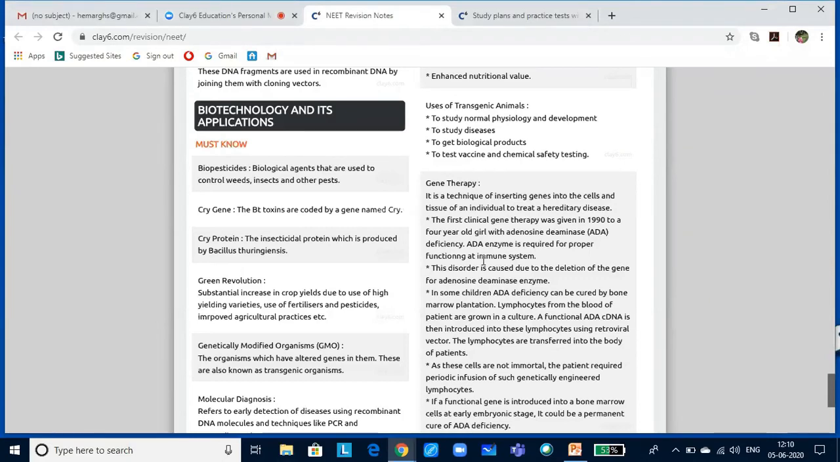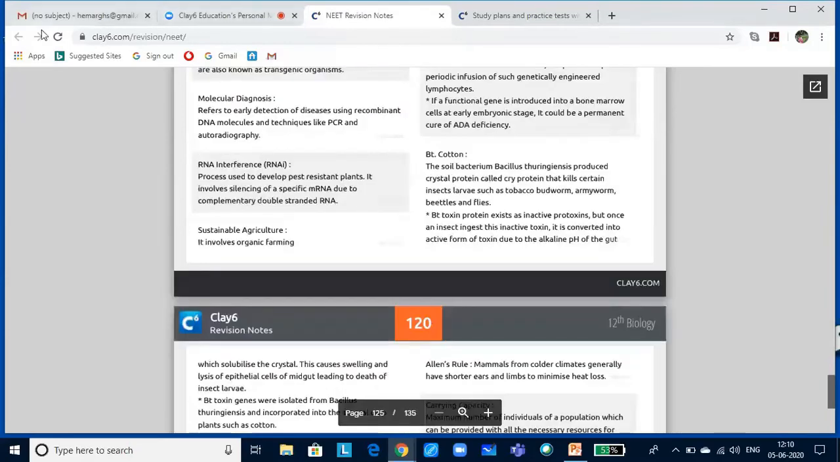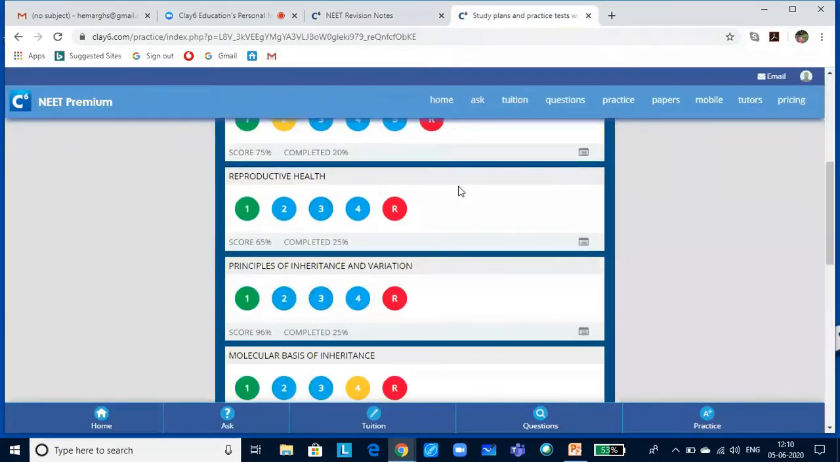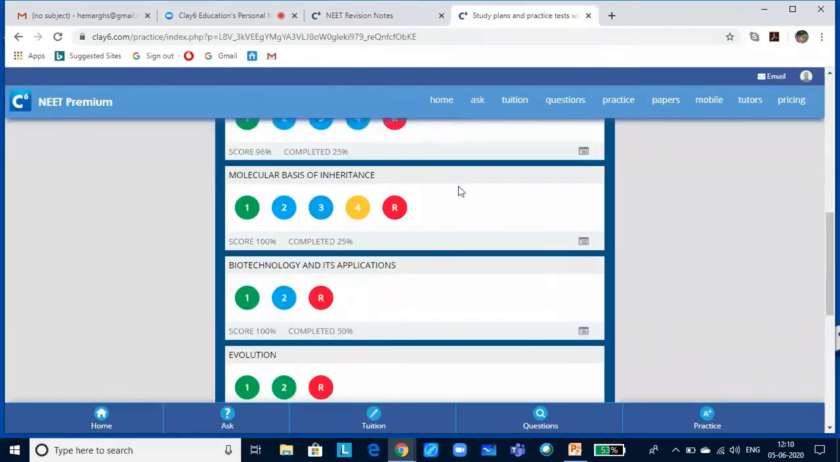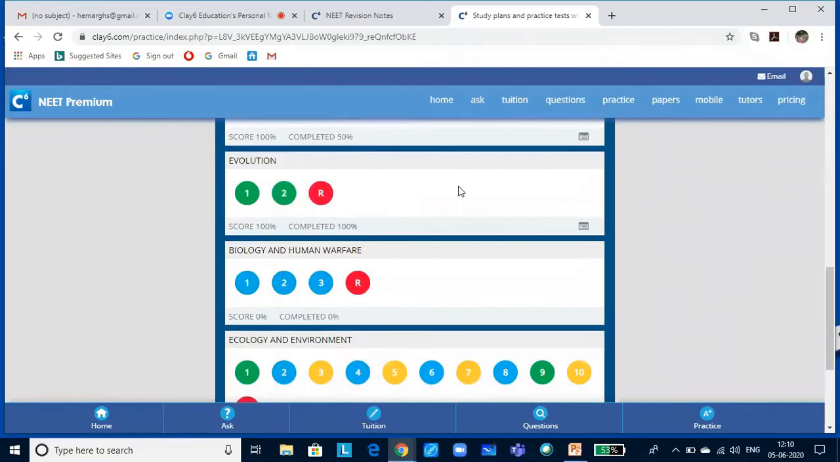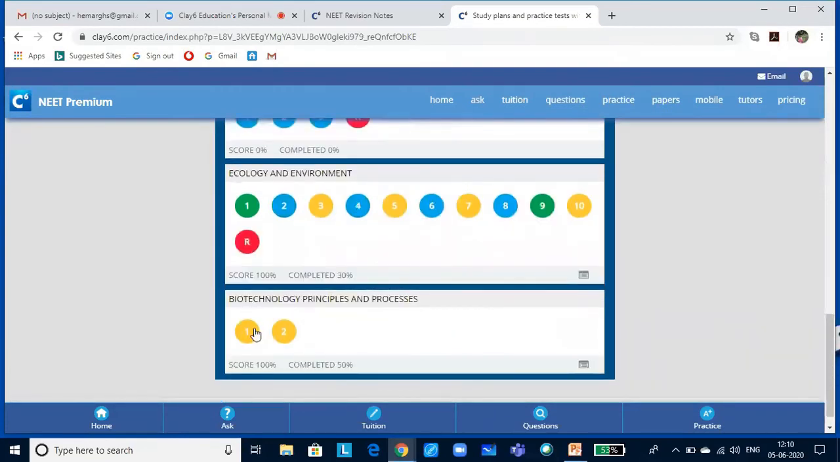So these are the broad things you had to know. I have summarized it in a nutshell, and this is all available in your PDF. Now let us look into the test. So first let us delve into the test, biotechnology principles and processes.